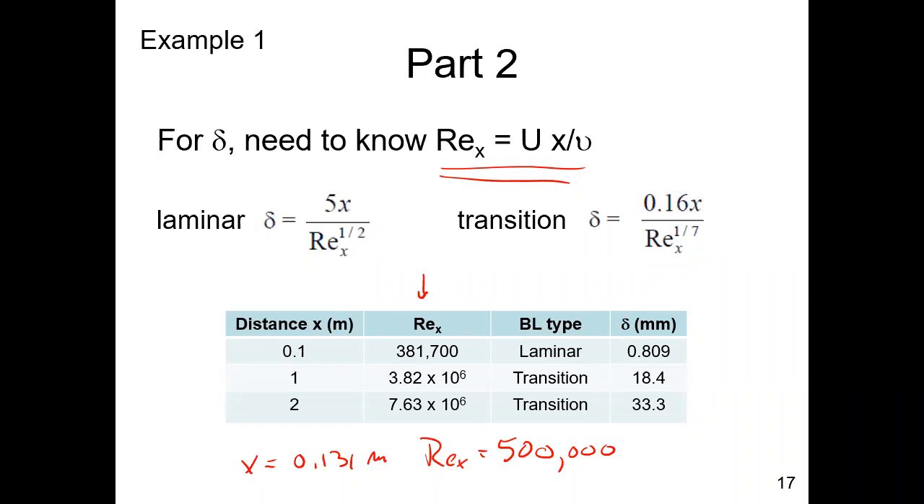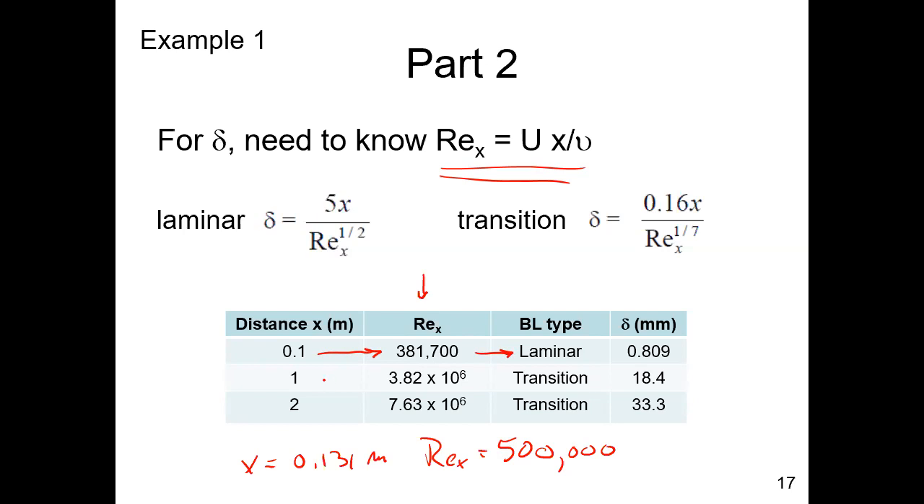Questions? Good. So if we look at those three rows for the boundary Reynolds number, at x equal to 0.1 meter, we have a boundary Reynolds number of 381,700. That's less than 500,000, so we have a laminar boundary layer at that location.